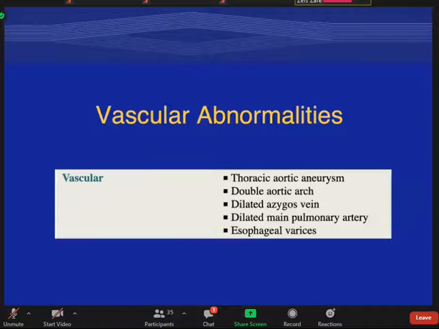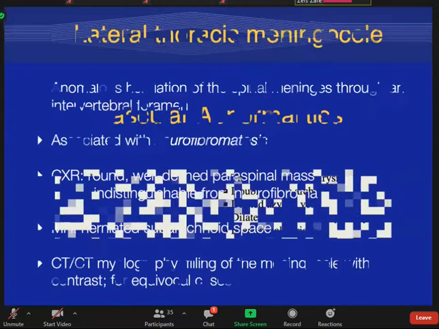For vascular abnormalities, we have thoracic aneurysm, double aortic arch, dilated azygos vein, dilated main pulmonary artery, and esophageal varices. These are discussed in a separate chapter.